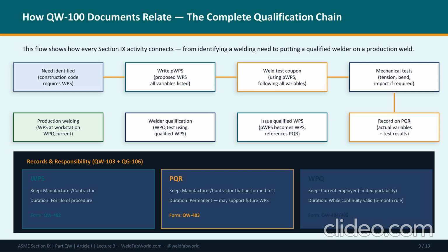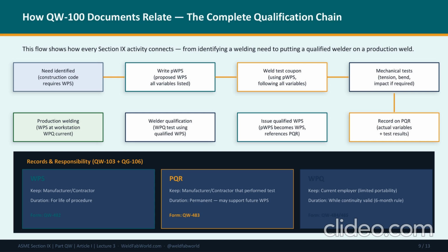Step 6. Issue qualified WPS. The proposed WPS, PWPS, becomes the qualified WPS. It is formally linked to the supporting PQR. Any variable range on the WPS that falls outside what the PQR qualifies is not valid. If the PQR tested 10 mm plate, the WPS cannot claim a 50 mm range unless the qualification rules in Article 2 support that extension.